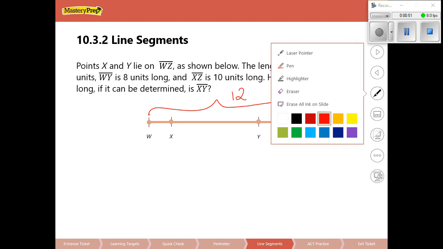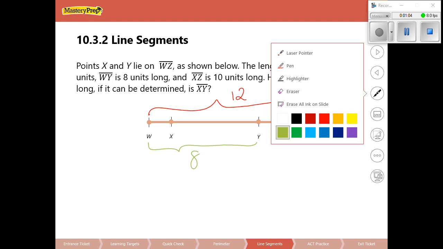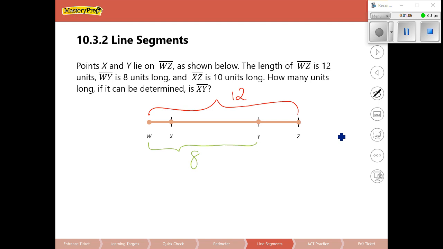Let's see what else it tells us. It tells us that WY is 8. So this distance here is 8. And it also tells us that XZ is 10. How many units long can be, if it can be determined, is the distance from X to Y?